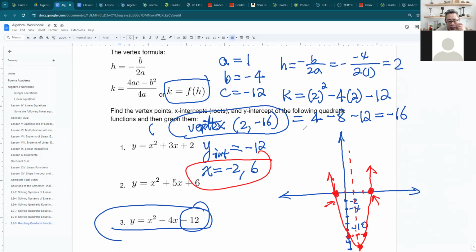Once we get to graphing quadratic functions, that's where we pull everything together. We have two formulas. The vertex formula, which allows us to find the vertex, and the quadratic formula, which allows us to find the x-intercepts. And of course, finding the y-intercept is super easy. And that's enough information for us to graph a quadratic function.